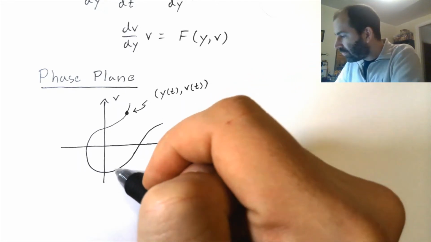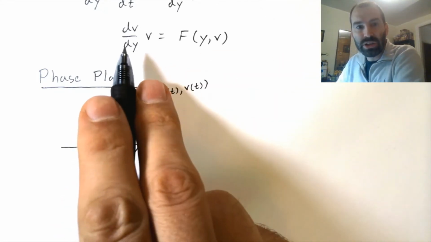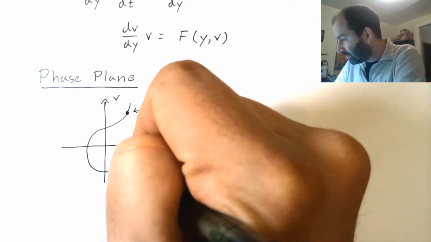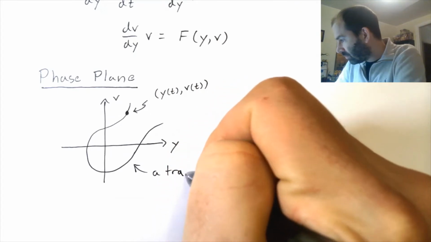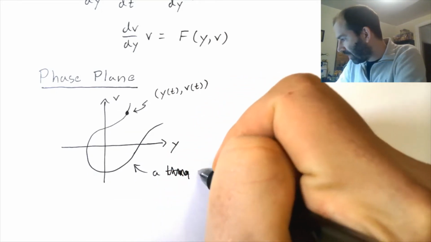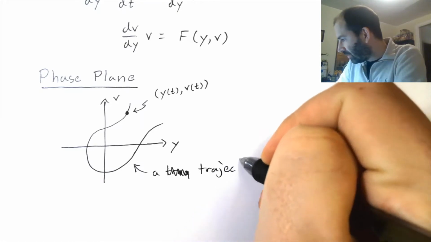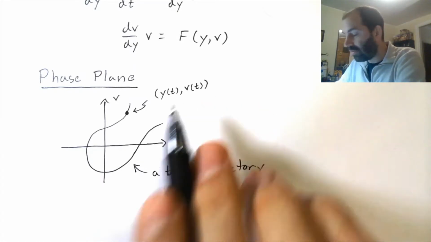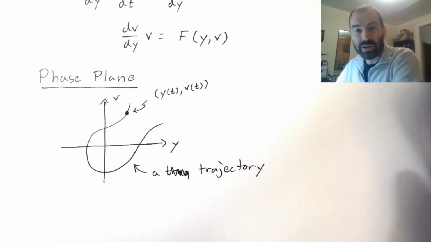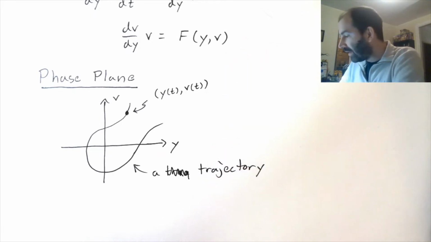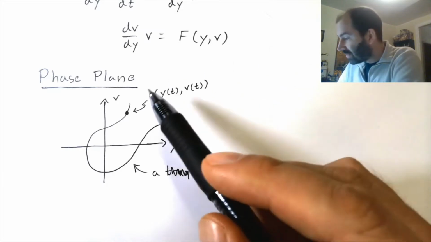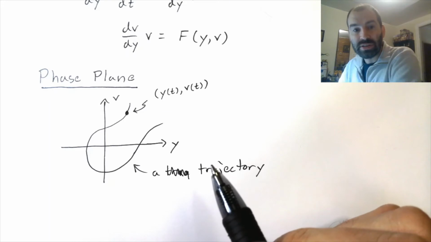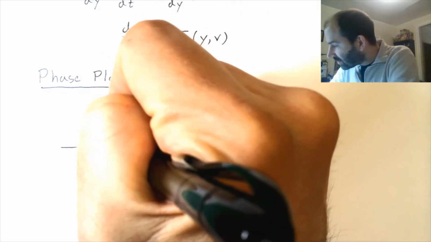When we trace out a solution curve in the phase plane, this is called a trajectory. Oops, let me try spelling that again. Trajectory. So the curves in the phase plane that solve the differential equation are called trajectories. And not everything plots as a curve like this. You might find some solutions that just live as points.